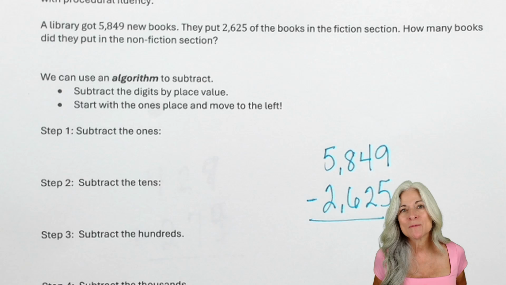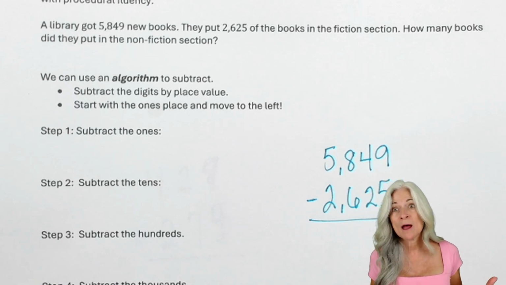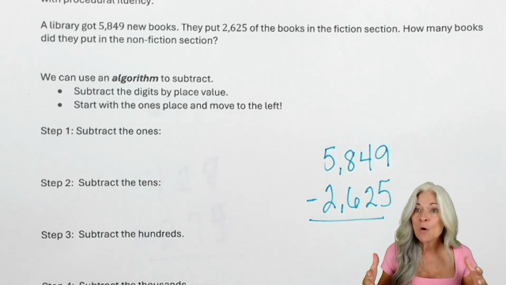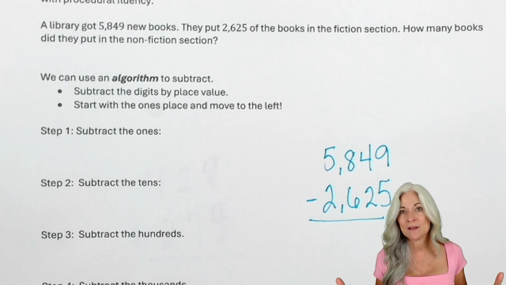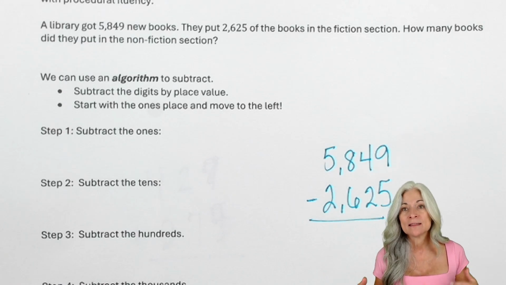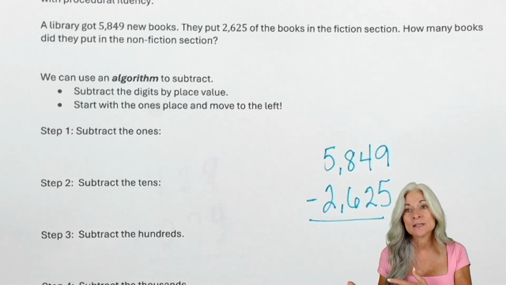So we have a problem here. One way, when we think of subtraction and word problems, is we like to tell students to think about, a lot of times we've got a whole and then two parts, which is what we have here. The library got 5,849 new books. They put 2,225 books into the fiction section. How many went into the nonfiction section?